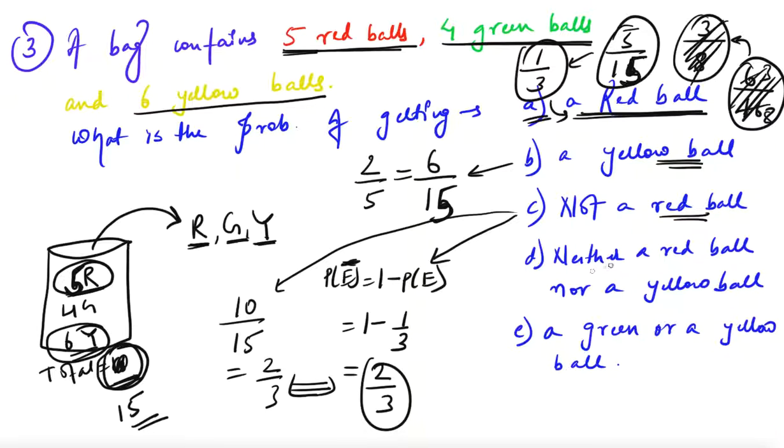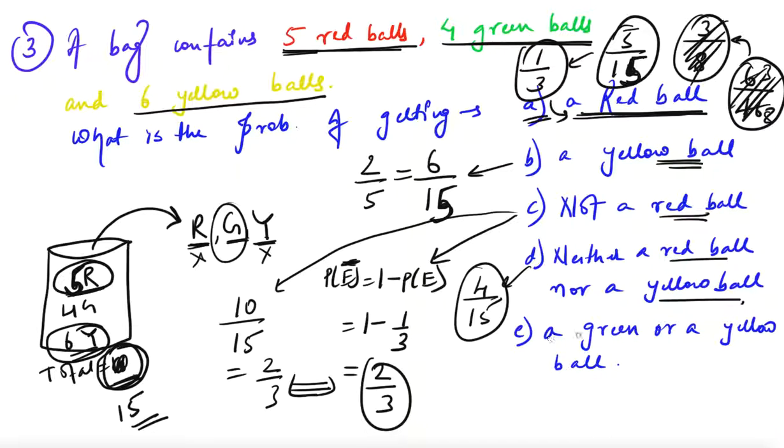Fourth question says that you want neither a red ball nor a yellow ball. So if you do not want a red ball, if you do not want a yellow ball, it means what do you want? You want a green ball. So probability of getting a green ball is 4 out of 15, right? This is the probability of getting a ball that is neither red nor yellow.